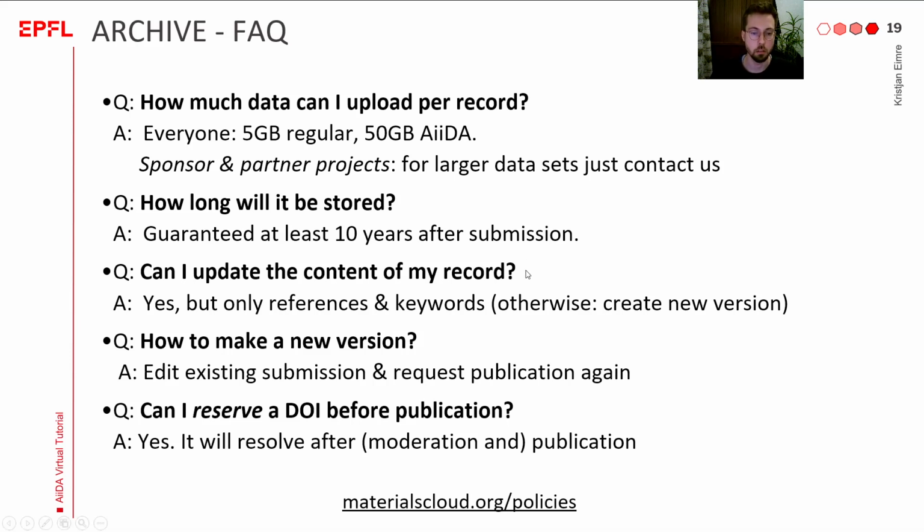Can I update the content of my record? Yes, but only references or keywords. If you want to update the data or description, you should create a new version. So how to make a new version? Edit the existing submission and request publication again. When the new version is published, the different versions will all be listed under your entry. Can I reserve a DOI before publication? Yes. And at this URL you will find all of these policies.